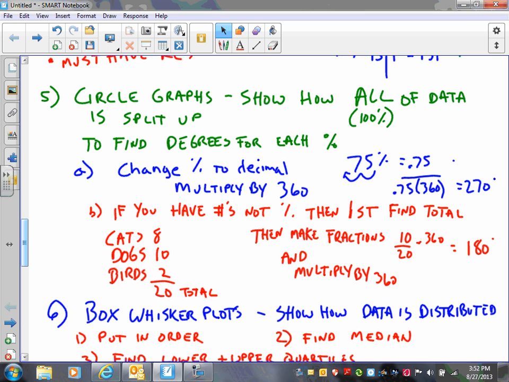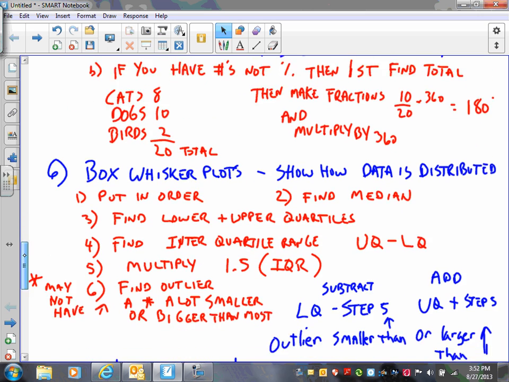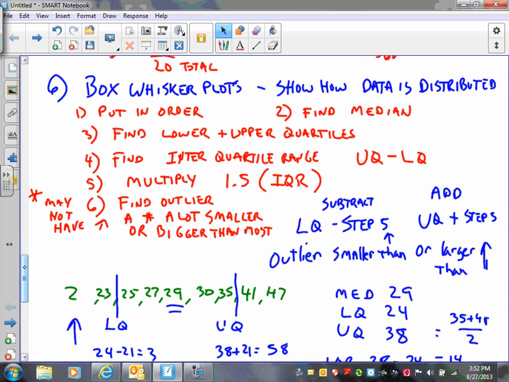The last one we talk about is box and whisker plots. And this ties into what we did yesterday. Imagine that. Something we learned the day before, now we have to use again. Happens all the time in math. That's why you got to stay on top of your work.